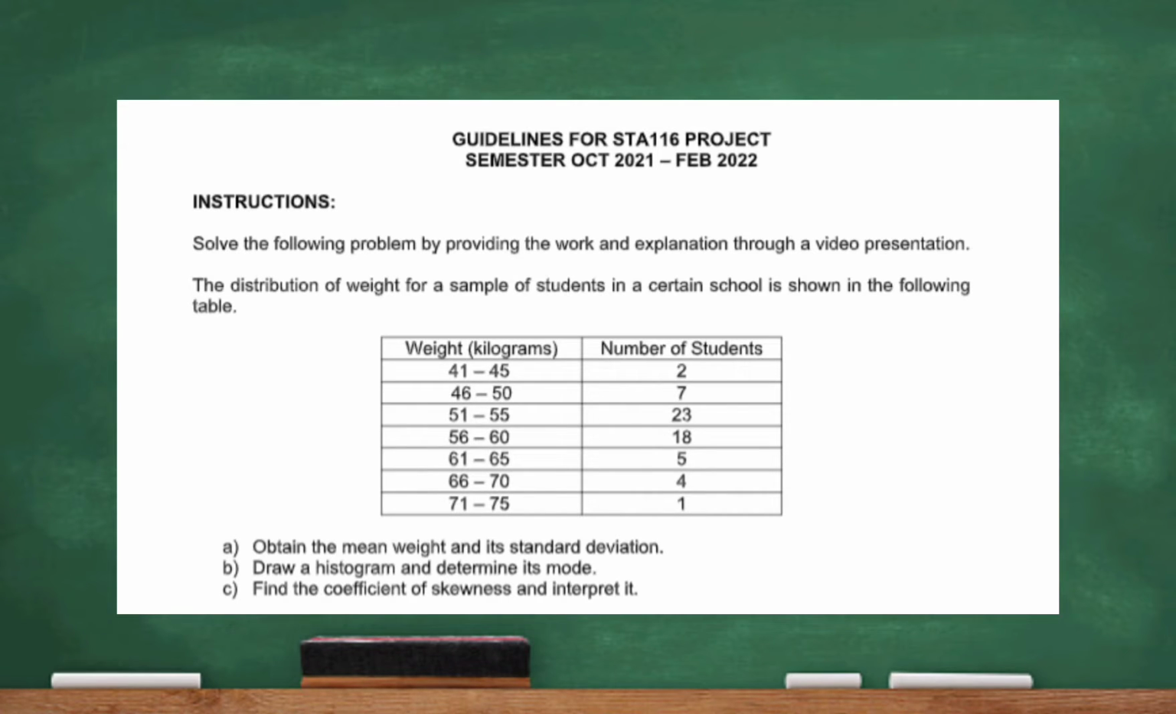Okay, based on the question given by Madam, which has 3 parts, we have to solve firstly the mean and standard deviation, secondly the histogram and its mode, and lastly the coefficient of skewness and interpret it. So I will explain how to answer these 3 questions. But first thing first, I would like to invite Madam to have your attention on the chalkboard. Thank you. This is the given question. Let's take a look at the table, shall we?